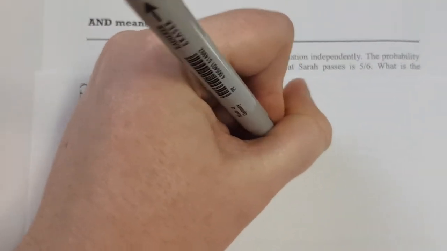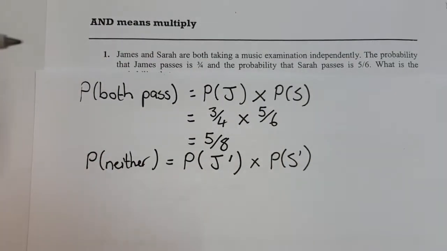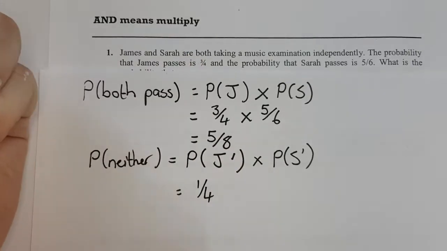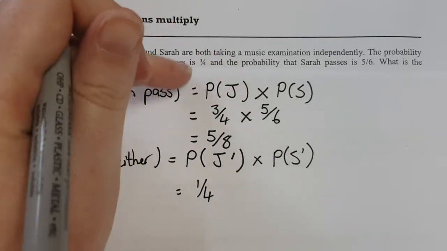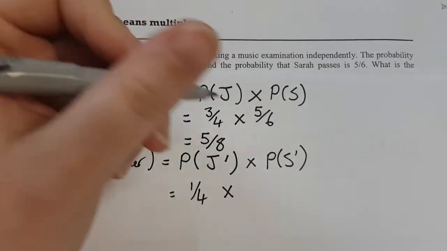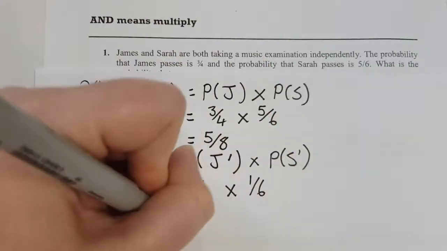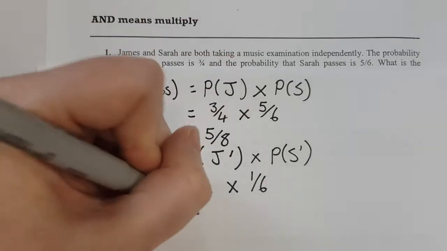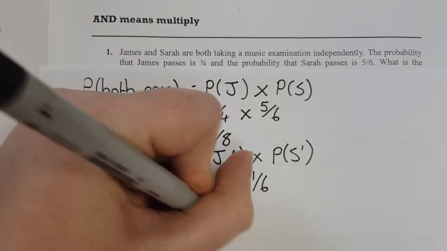And Sarah is not passing. So the probability of James not passing is going to be 1/4, because remember the probability has to equal a total of 1. And Sarah not passing is going to be 1/6. So if we put that in our calculators, we should get an answer of 1/24.